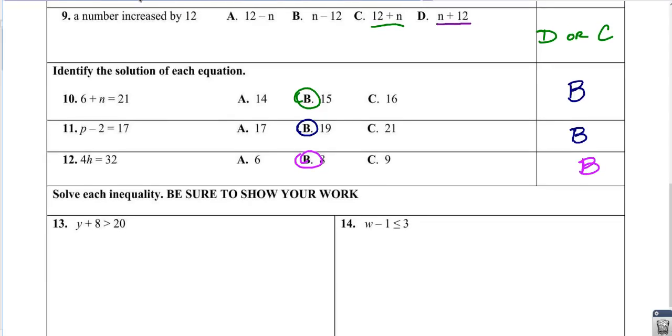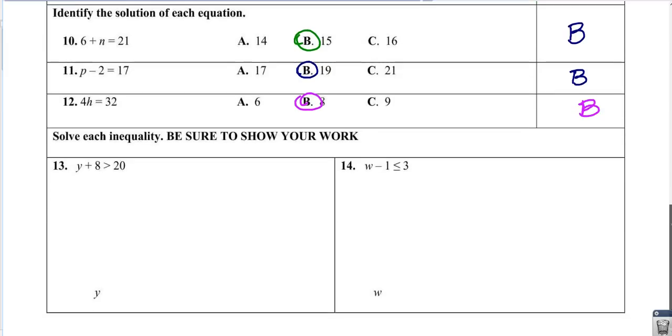All right, last 2. Here we go. Last couple. On number 13, we're going to take 8 away from each side. When we take the 8 away, this cancels out. Plus 8 minus 8. And we end up with y is greater than 20 plus negative 8, or 20 minus 8 is 12. Y is greater than 12.